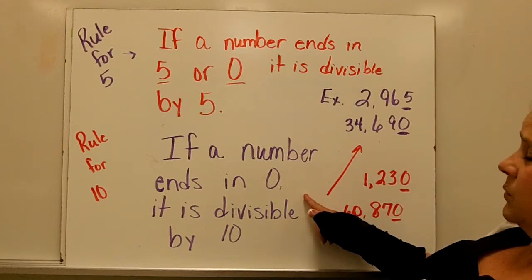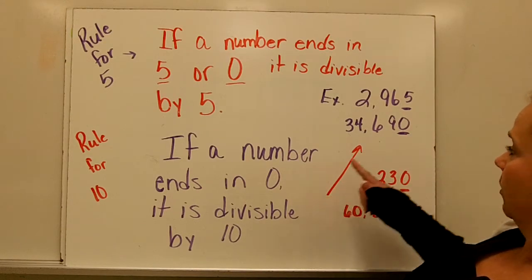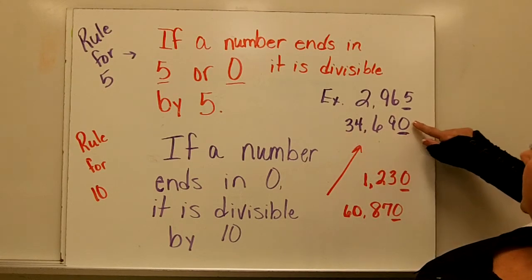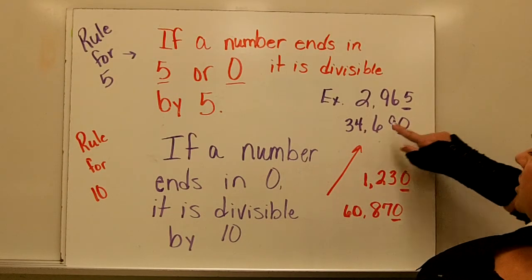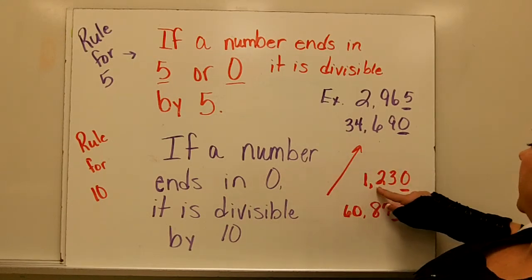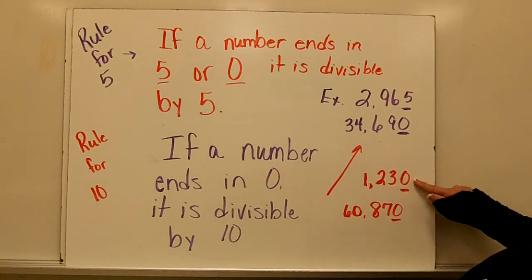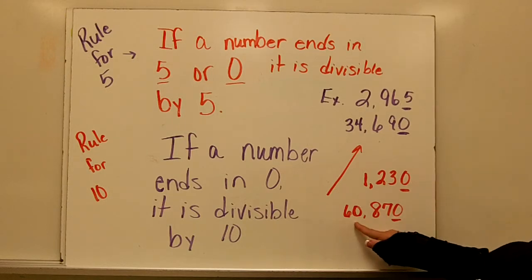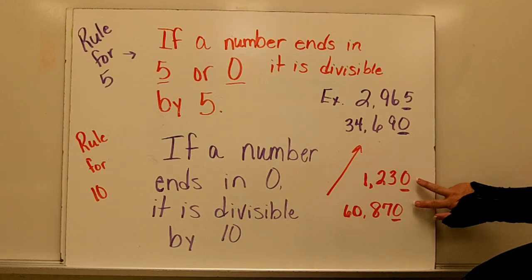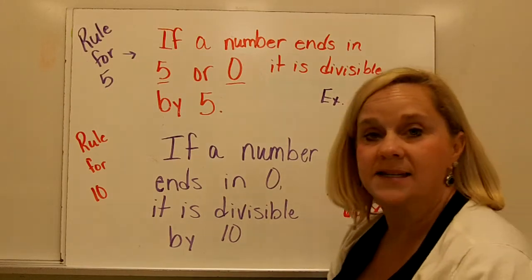Now my rule for 10 was if it ends in a 0, it's divisible by 10. So this number, 34,690, ends in a 0. This number is also divisible by 10. I have 1,230. It ends in a 0. 60,870. It ends in a 0. So both of these numbers are divisible by 10.